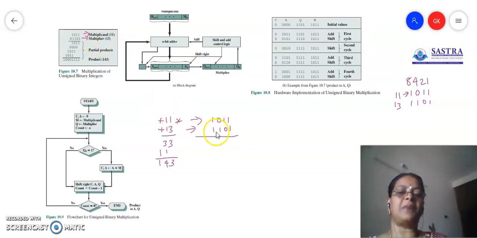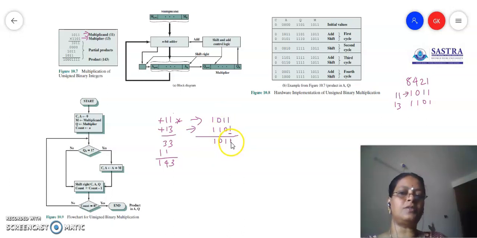For this, what is the manual procedure? You examine the multiplier bits one by one. If the bit is 1, you copy the multiplicand as such. If the bit is 0, the partial product is going to be 0. So if it is 1, I will just copy the multiplicand as such. So it is going to be 1011.